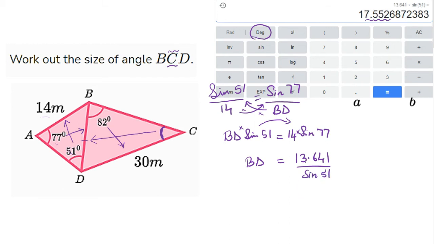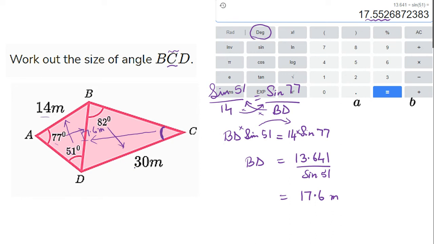So again, if I do that on my calculator, make sure your calculator is set on degrees. 13.641 divided by sine 51 gives me 17.552 and so on. So I could just round this off to 17.6. So I have my length, that is 17.6 meters.